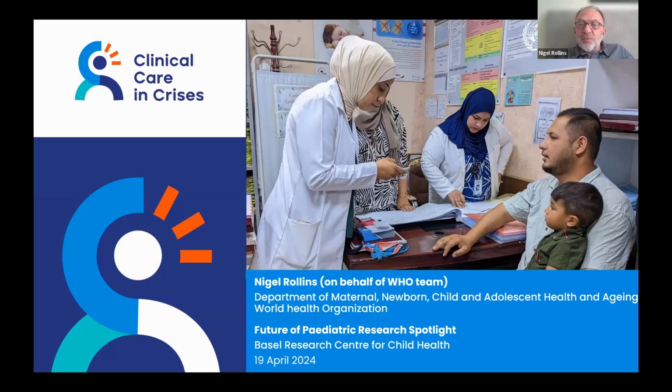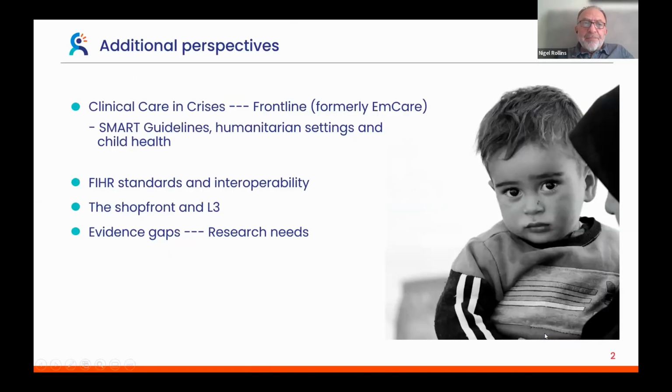I'm hoping that my presentation will very much complement what Gillian has been saying, and there will be some overlap between the two. So I'm going to be referring to an entire project called Clinical Care in Crises and another entity called Frontline. And Gillian made reference to SMART guidelines, which is a whole initiative within WHO to enable digitalization of what have been paper-based guidelines. This particular work focused on the humanitarian settings in child health. And so hopefully it'll complement very much what Gillian has been sharing.